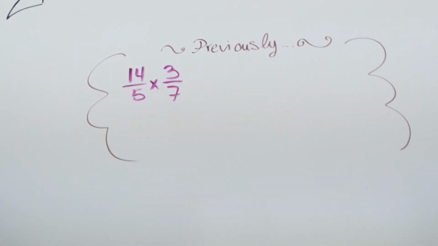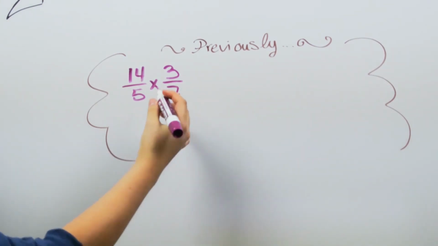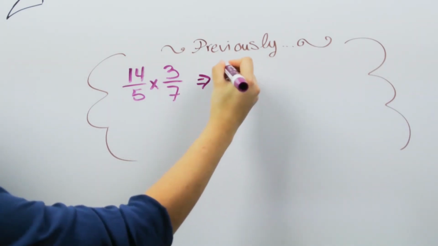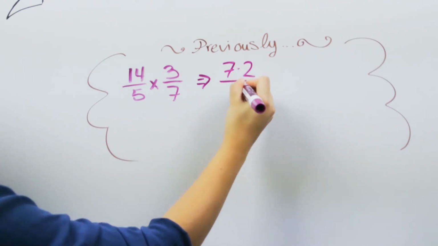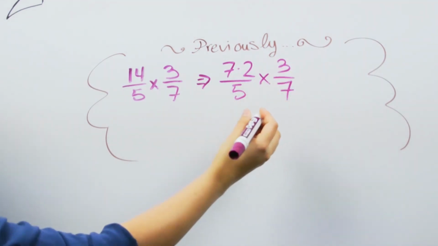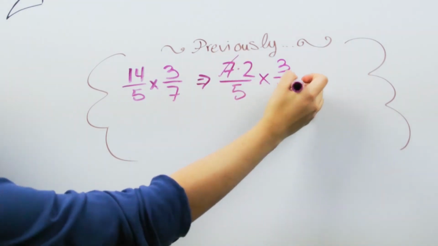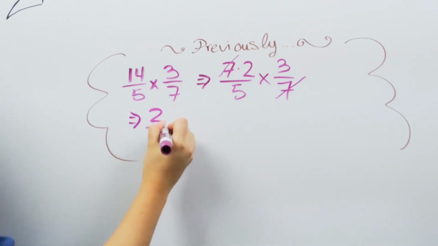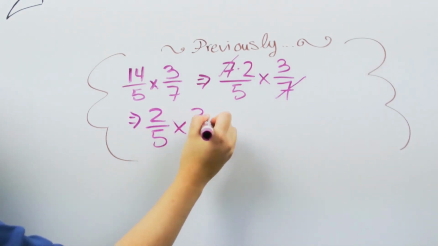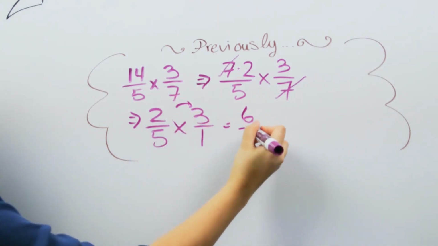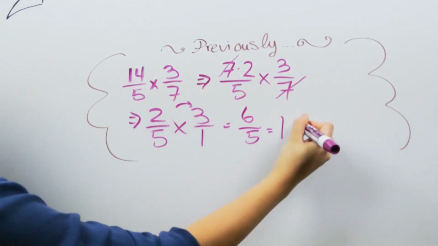So you might notice that if we had a little foresight in our previous steps, we may have seen that when multiplying 14/5 by 3/7, 14/5 could be written as 7 times 2/5 times 3/7, and we could have canceled out the 7 on top and the 7 on bottom, leaving us with 2/5 times 3 over 1, which as you can clearly see is just 6/5 or 1 and 1/5.